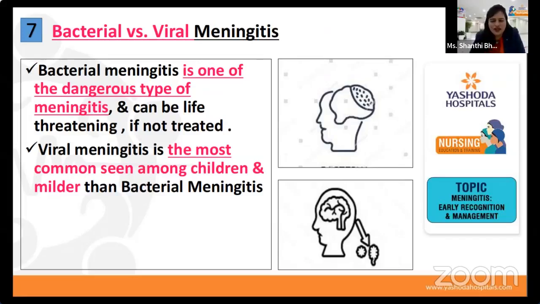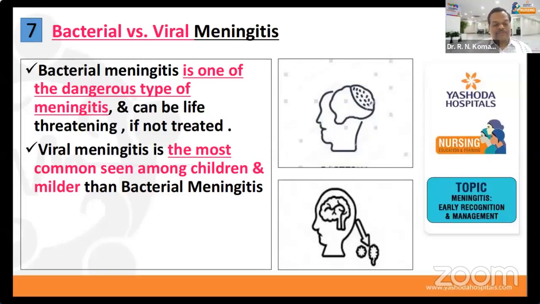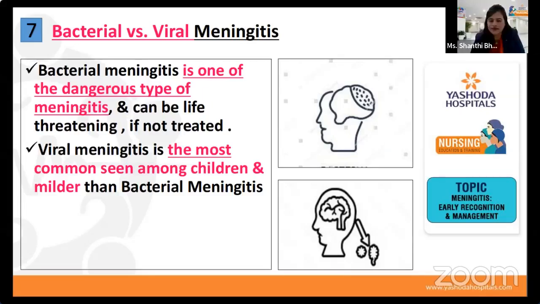So, sir, are children and pregnant mothers more prone to this infection, or those who are immunocompromised? As we discussed earlier, children have less immunity, especially neonates and young infants, compared to adults. So that is the reason they are prone to infections. Respiratory viral infections are very, very common in children. These viruses enter the bloodstream and can enter the brain and cause meningitis.